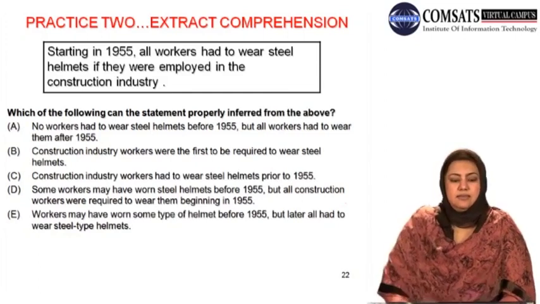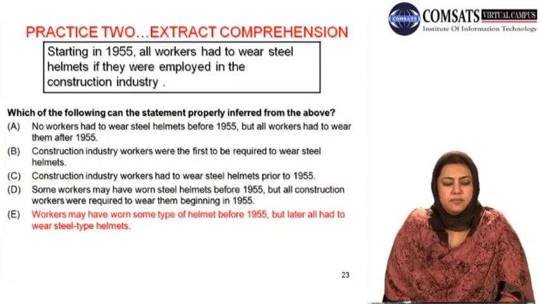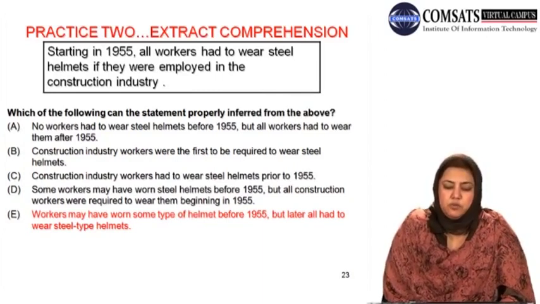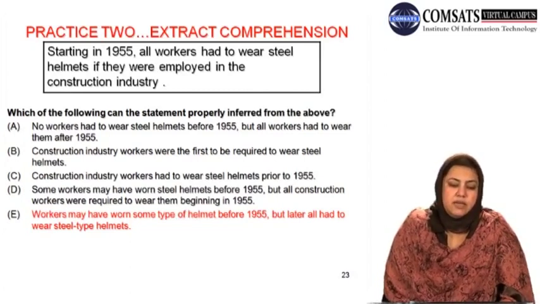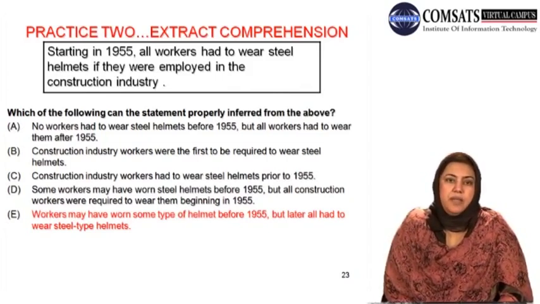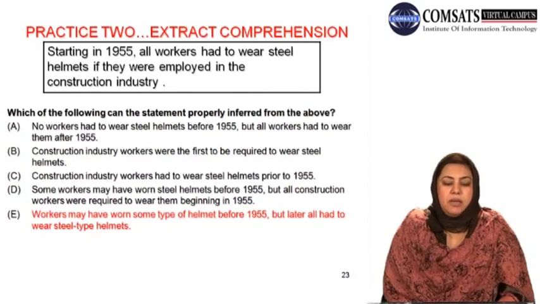If you have marked your answer, let us see what is the possibility of the correct answer. Well, I have marked the last one, that is option E, as the most suitable inference from the sentence. Let us see why. Look at the first option, option A. No workers had to wear steel helmets before 1955, but all workers had to wear them after 1955. Well, this option says that before 1955, the workers were not wearing any helmets, and it was only from 1955 that they started wearing. If you look at the sentence, starting in 1955, all workers had to wear steel helmets if they were employed. What the author is talking about is the compulsion, whether you used to wear it before or not, but from 1955 onwards, as a worker, you have to wear. This is what he is talking about.